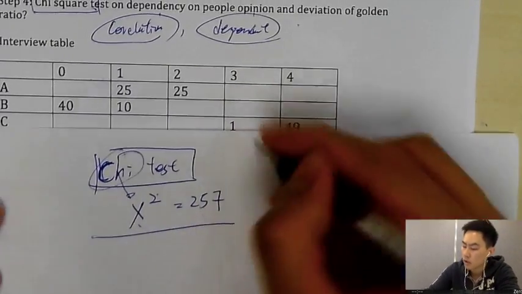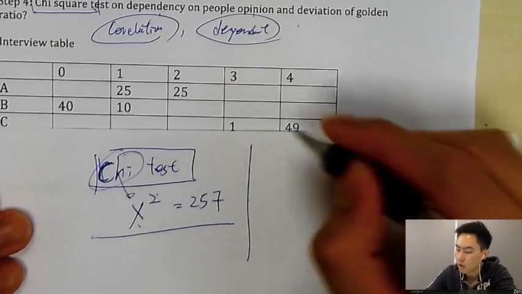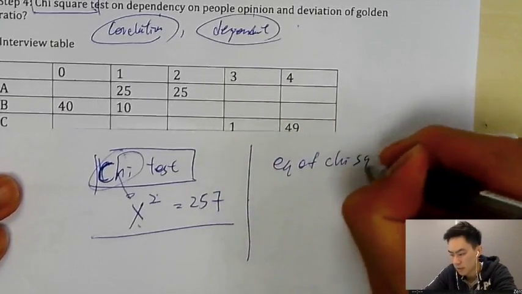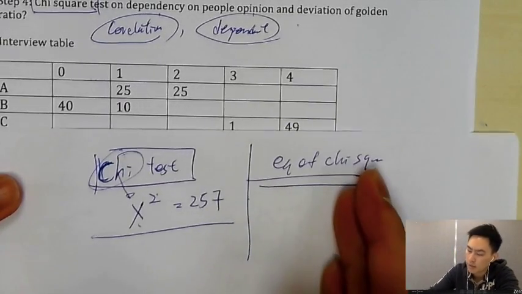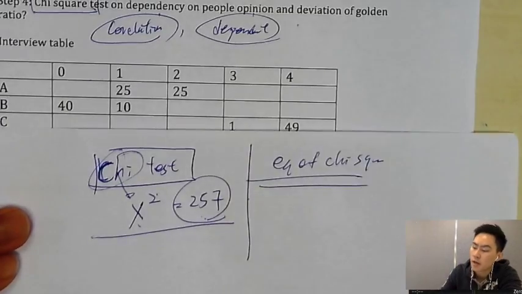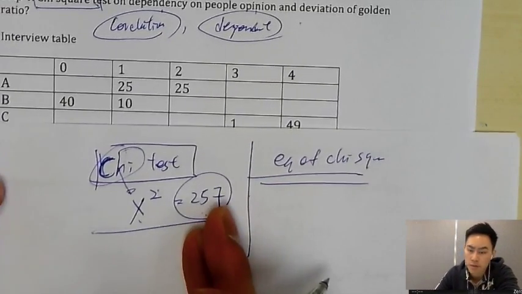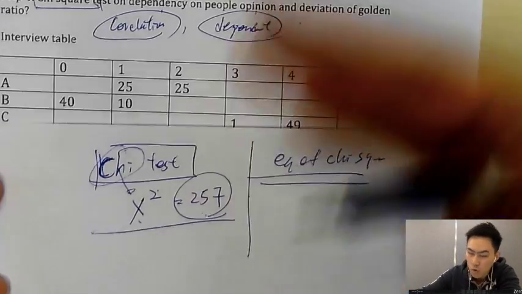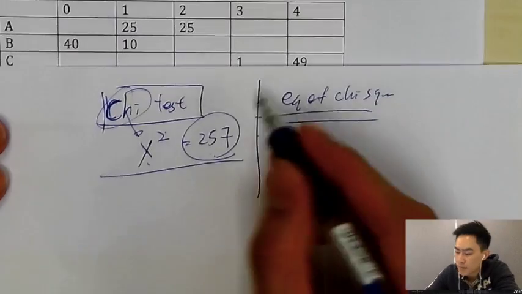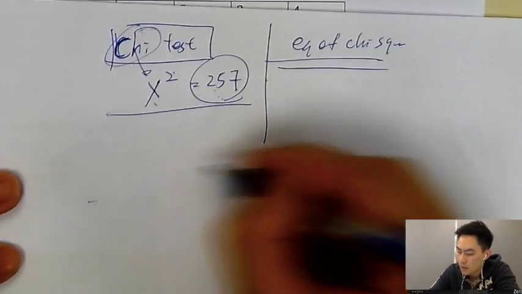Another way of calculating the chi-square test is to go online and search for the equation of the chi-square test, and then apply that equation to calculate this value. It's the same result, but it will be better if you use the equation to calculate the chi-square test value instead of using the GDC, because you can write more words in your IA. And then after you get 257, we have to give the conclusion, right?